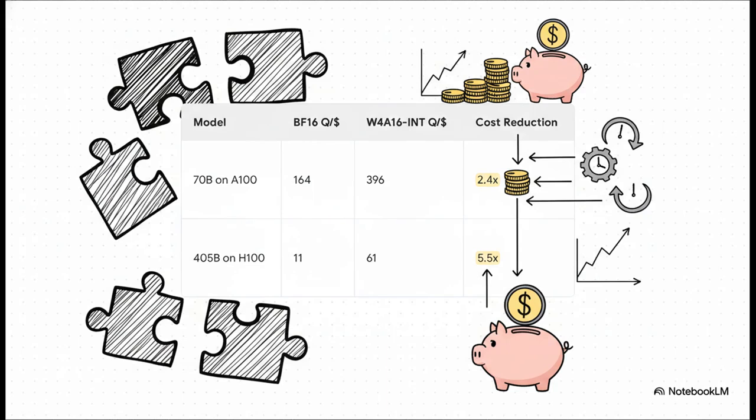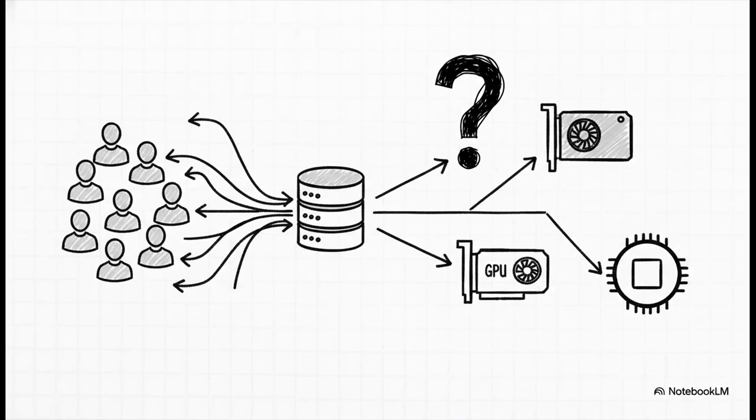And this table just perfectly illustrates the power of putting it all together. For this kind of one-at-a-time job, that tiny 4-bit quantized model is an absolute monster of efficiency. On a 70B model, you get 2.4 times more queries for every single dollar you spend. And on a massive 405B model, it jumps to a 5.5 times cost reduction. That's 5 times the work for the exact same price. Just incredible.